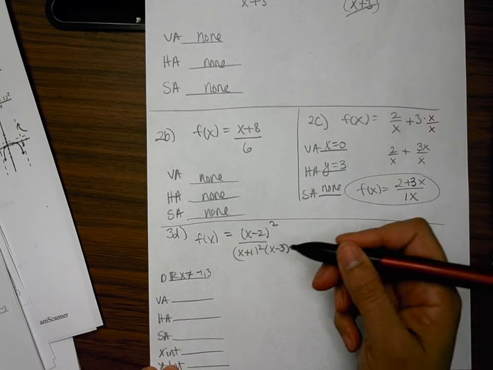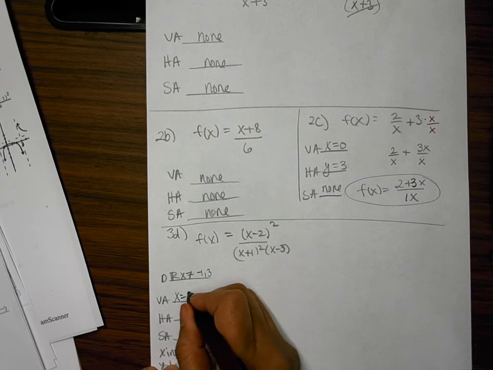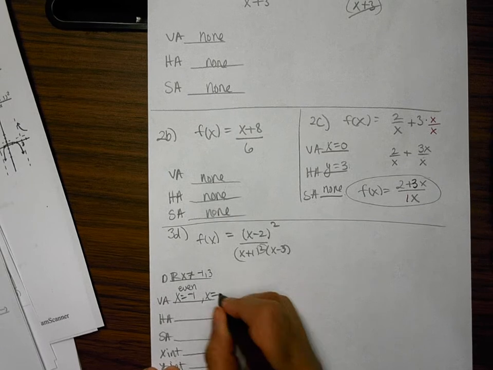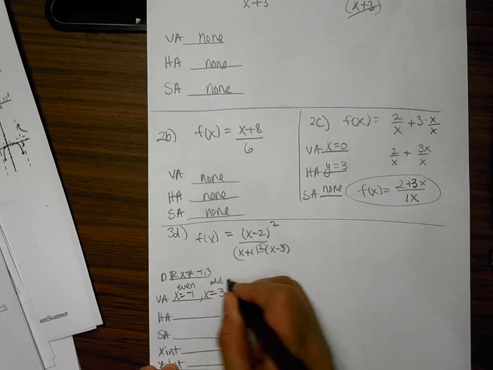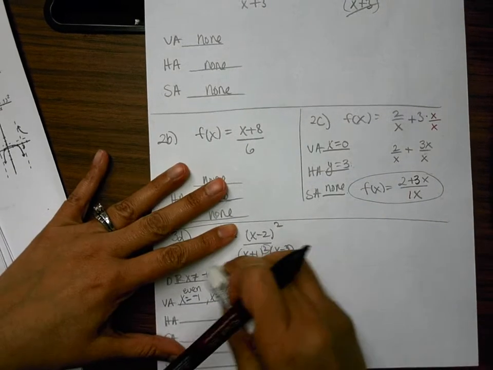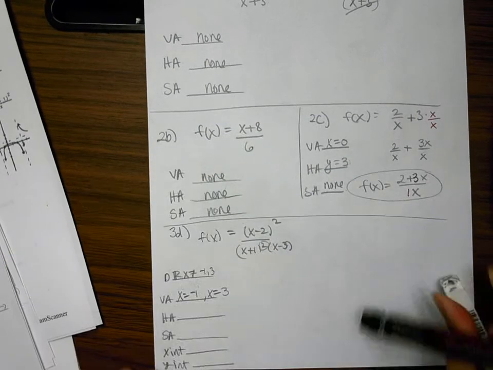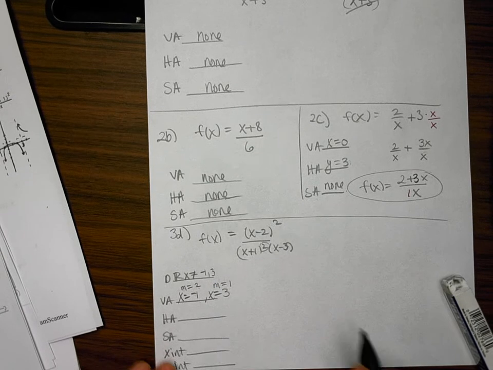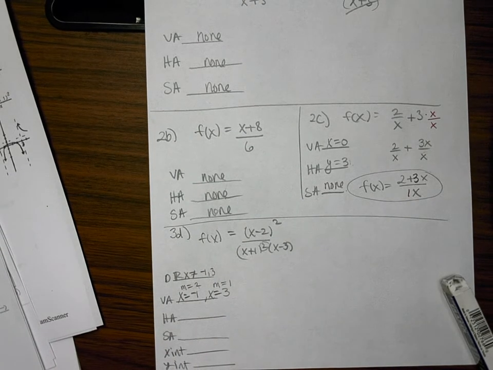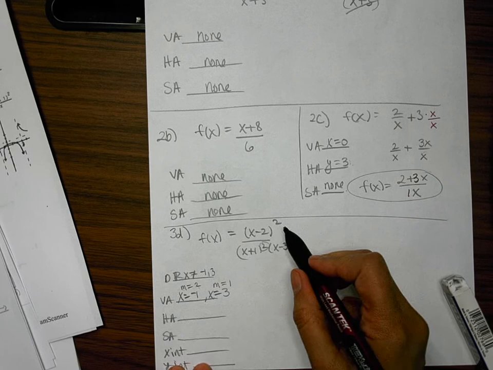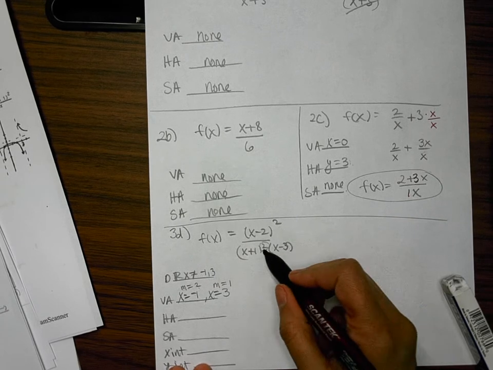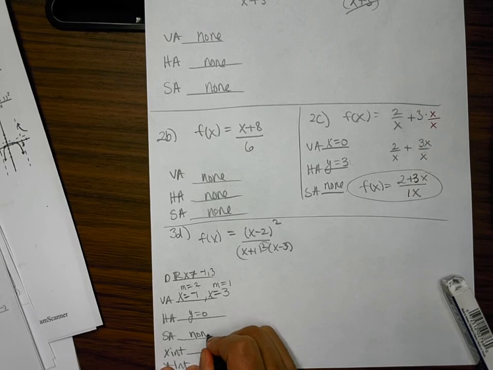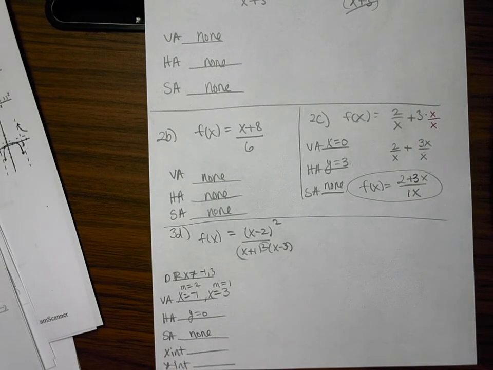There's nothing to reduce. Vertical asymptote, x equals -1, which is even because of the multiplicity. X equals +3, which is odd because of the multiplicity. I usually don't write even and odd there, so I'll do it the way I usually do: m is 2 and m is 1. Horizontal asymptote, the limit as x approaches infinity. It's bottom heavy because it's 2 at the top, 3 at the bottom. Bottom heavy means y is 0, which means the slant is none. The slant only happens when it's top heavy, which this is not.